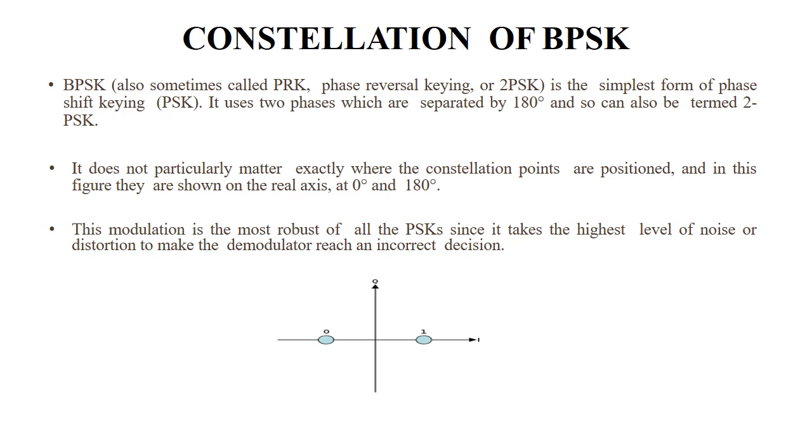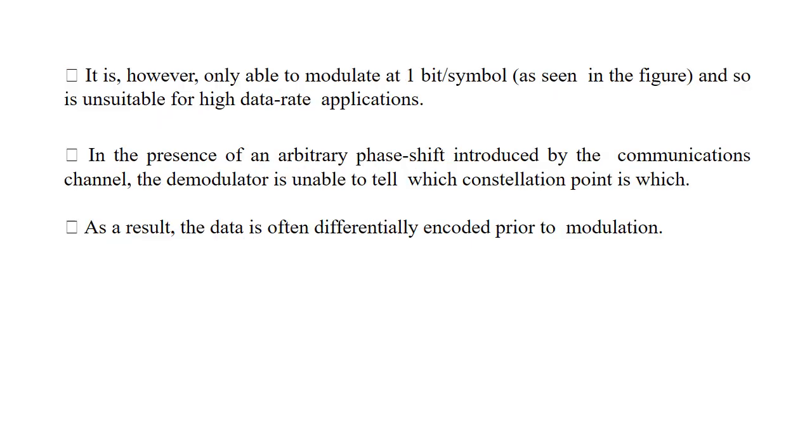Here the BPSK is also sometimes called PRK, and it uses 2 phases, that is 0 degree and 180 degree. It also has constellation points which are positioned in the figure on the real axis, that is 0 degree and 180 degree. This modulation is the most robust of all the PSKs, and it takes the highest level of noise or distortion to make the demodulator make an incorrect decision.